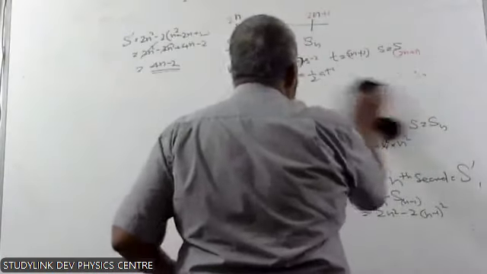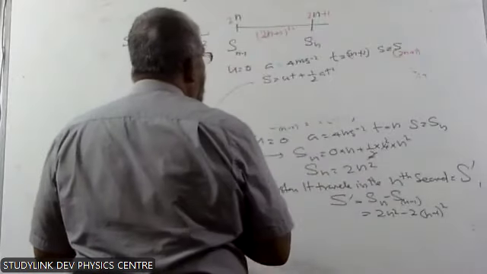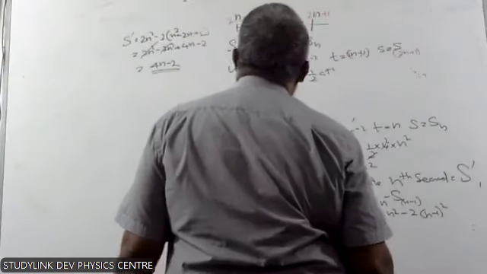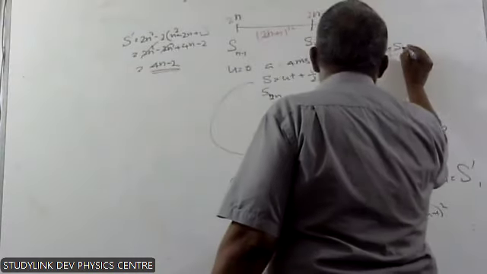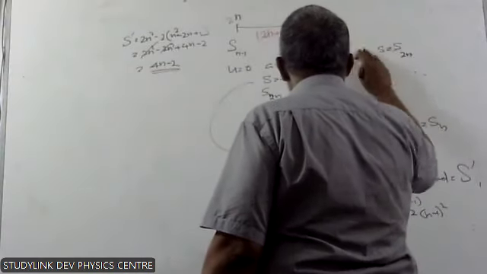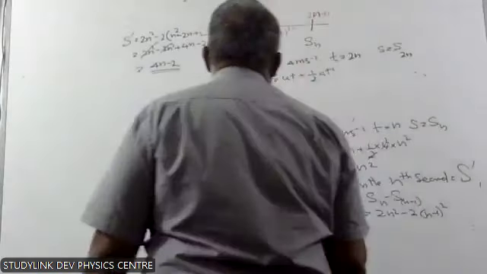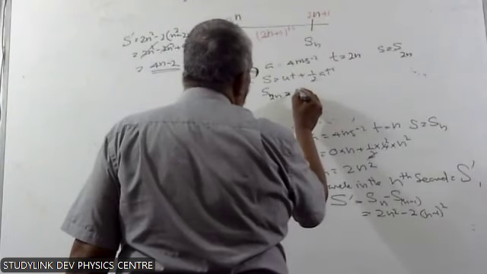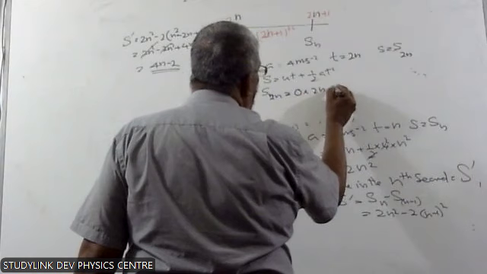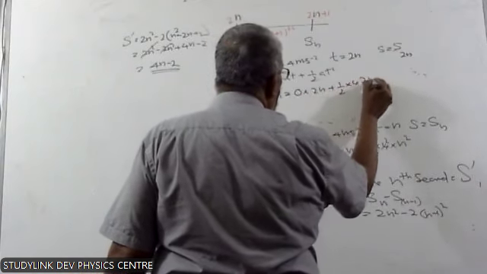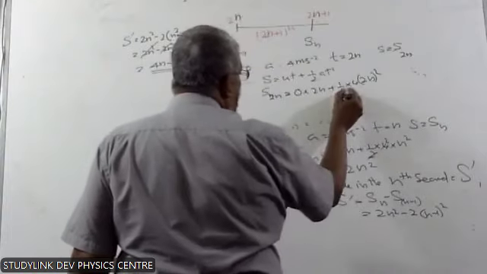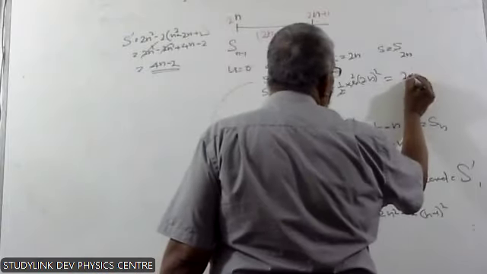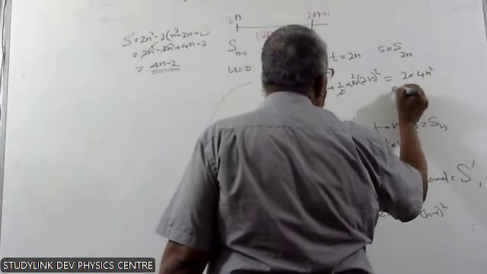I'll do it. Then Sn, S2n. First we have to find S2n. Sorry, we'll find S2n first. Then S2n is equal to u is 0 into 2n plus half into 4 into (2n) whole thing squared. Then you get 2 into 4n squared. That means 8n squared.